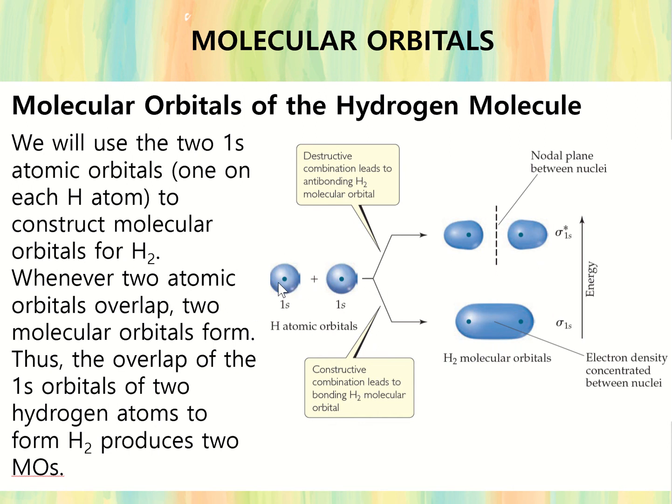So here we have 1s. So these are the 2 hydrogen atoms by themselves, and when you have constructive combination, it leads to the bonding hydrogen molecular orbital. And when you have the upper one here, when you have destructive combination, it leads to the antibonding hydrogen molecular orbital.